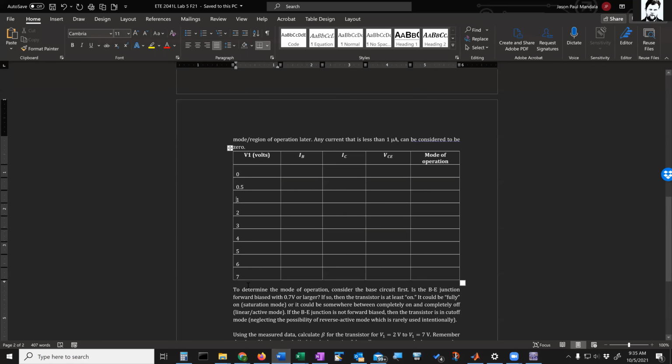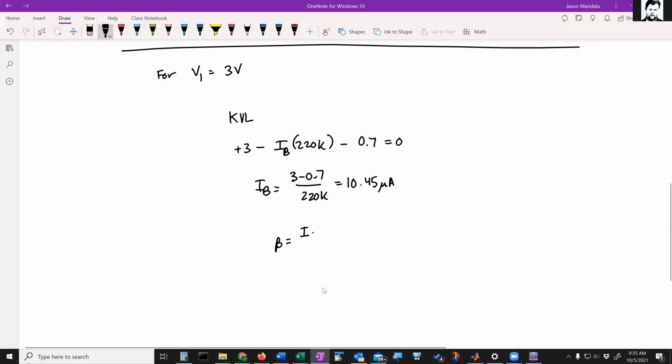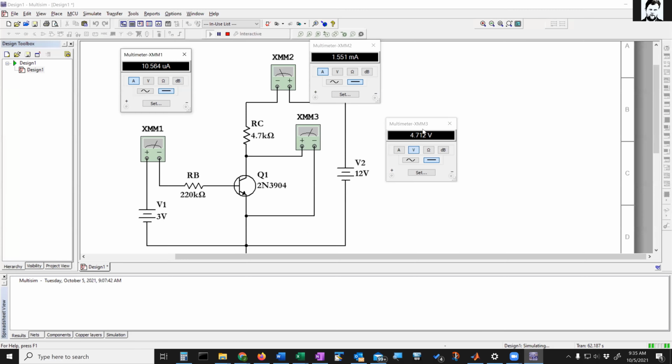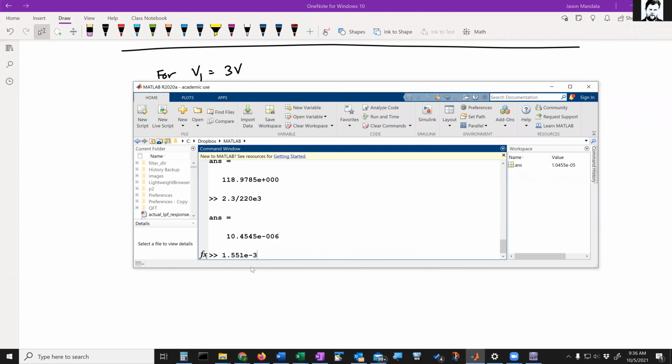And then let's see about the beta. Beta is IC divided by IB here. We have IC as 1.551 milliamps and IB as 10.45 microamps. From inspection, it looks like it's going to be maybe 150. I have to be careful about the units here because these are not both in micro anymore. One is in milliamps and one is in micro. So I can just use the previous answer, because that was the last thing I input. I'm getting a beta now of about 148.